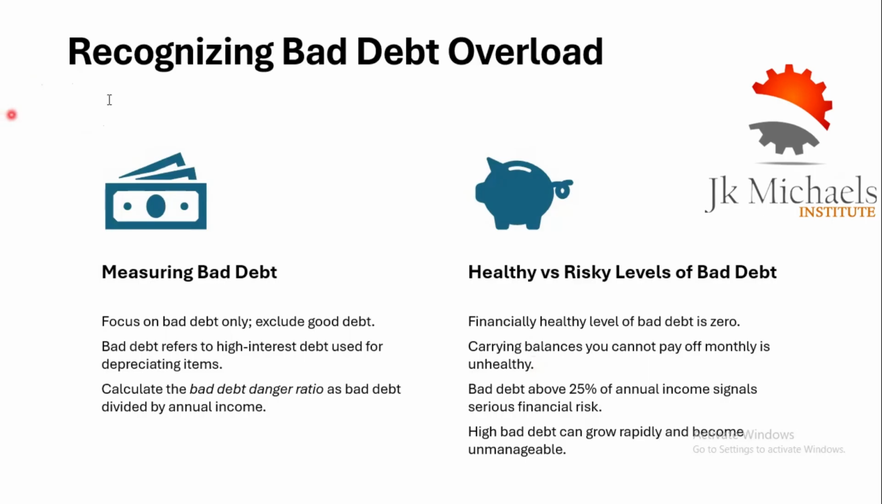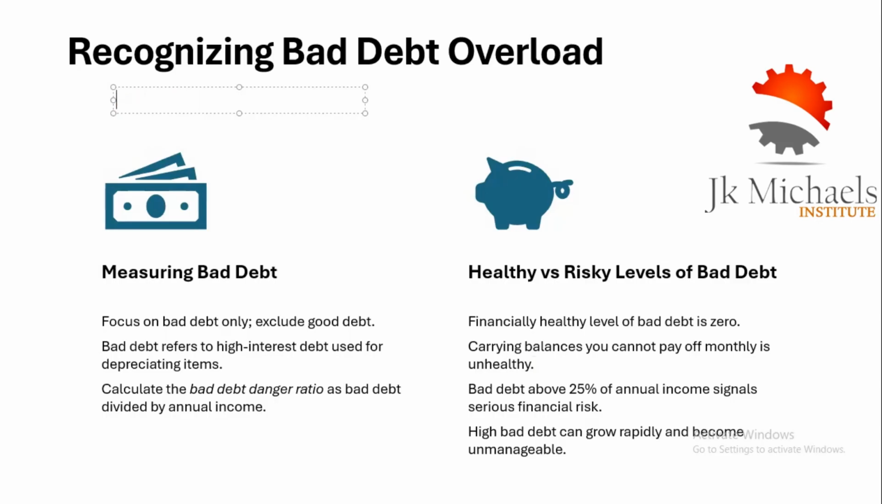So imagine if you earn 2.3 million in a year, and then 1 million of that is bad debt. What is your ratio? Let's look at it as a ratio and as a percentage. So 1 divided by 2.3, and then we're looking at about 43%.